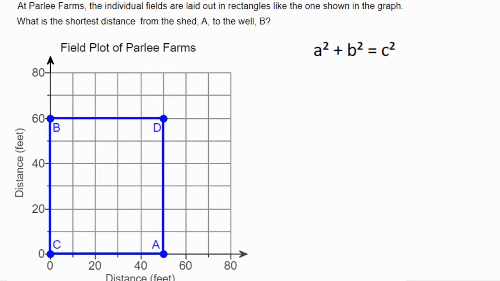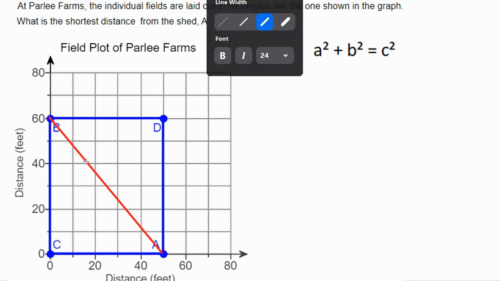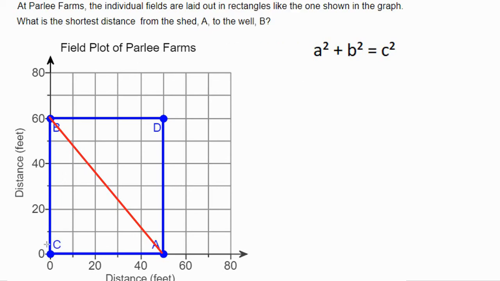At the Parley Farms, the individual fields are laid out in rectangles, like the one shown below. What is the shortest distance between shed A to well B, with the points? So we want to find the shortest distance between A and B. So let's just draw a straight line. And again, we can visualize a triangle out of this. We can see how long is the side there at the bottom. Well, it looks like it's going to be 50 units long. And then going to the top, it's 60 units tall, using the coordinate grid.